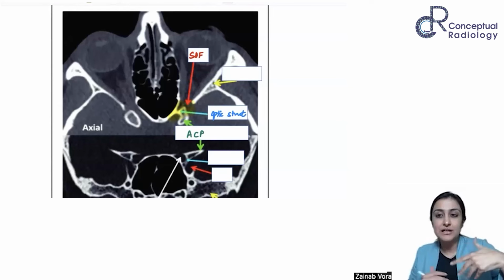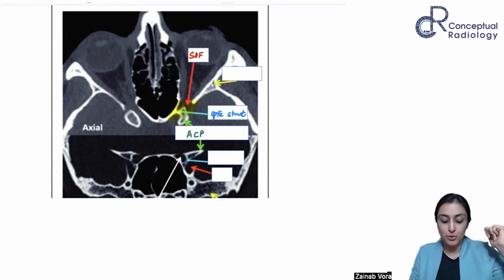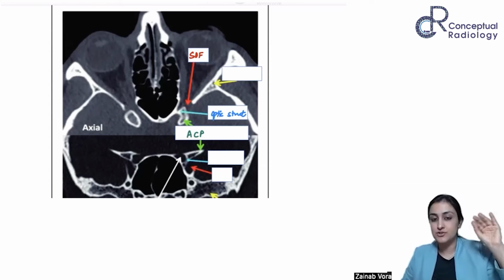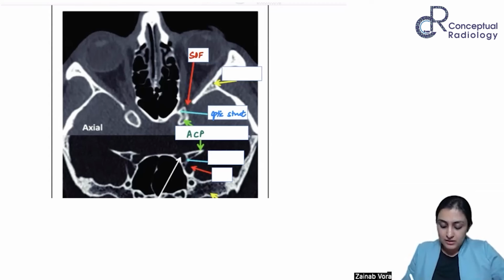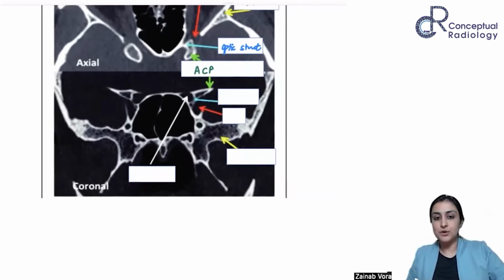Something like Tolosa-Hunt syndrome will have granulation tissue involving both of these, right? So this is orbital apex syndrome. When you see enhancing granulomatous tissue here, you call it Tolosa-Hunt, or one differential would be IgG4. So those are your differentials here. Yellow is just the greater wing of sphenoid. Okay, now let's look at all of these in the coronal plane.